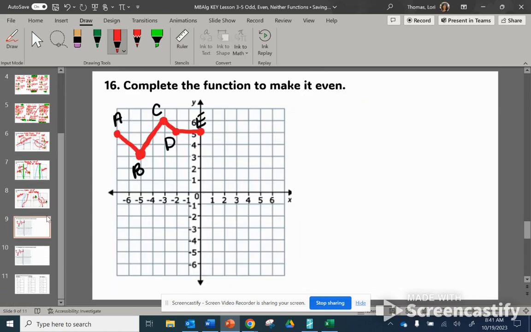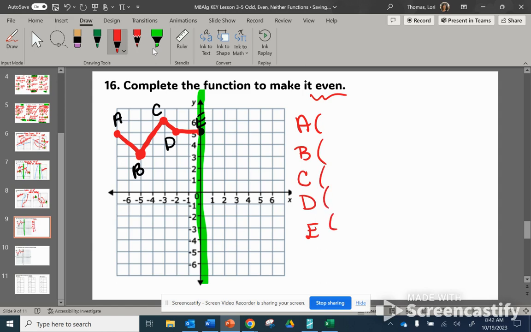Okay, I have a couple more little situations. Here we're given part of a function and we need to continue it to make it even. So to be even, it has to be symmetrical about the y-axis. So I like to start out by identifying and listing the ordered pairs of each point. So A is -7, 5, and B is -5, 3. C is -3, 6. D is -2, 5. And our y-intercept is 0, 5.